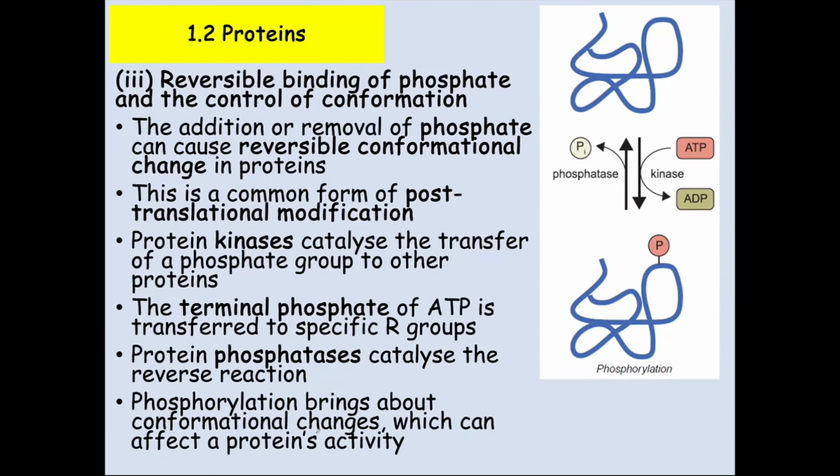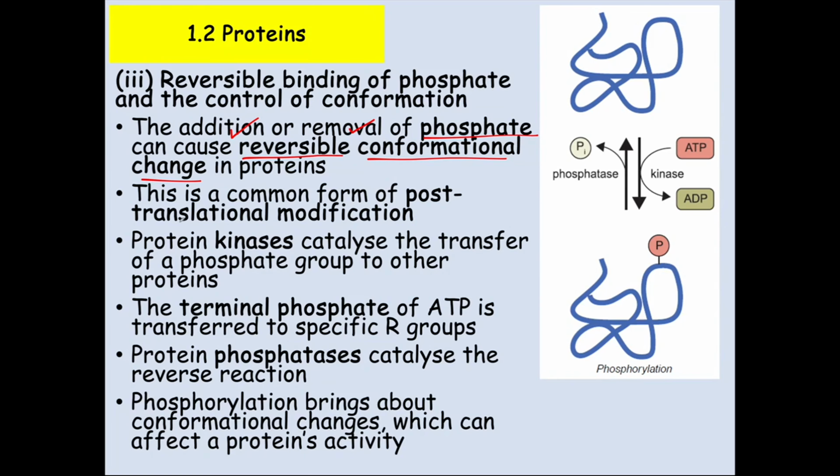So we're going to talk about two enzymes that are responsible for causing conformational changes within proteins. Now, the addition or removal of phosphate. We learned about phosphorylation in higher. So the addition of a phosphate to the protein is phosphorylation, and that can cause a reversible conformational change in proteins. We can temporarily or reversibly cause a conformational change in the protein by either adding or removing a phosphate molecule. And we can see that in the diagram over here on the right, where the phosphate has been added to this protein.